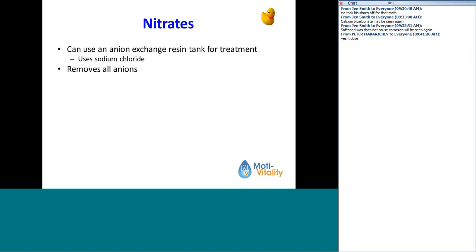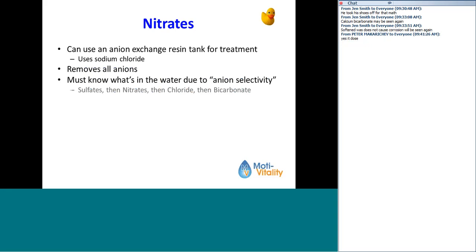The thing is, most of the nitrate resins that are out there remove all the anions, not just the nitrates. So you've got to know what's in the water due to anion selectivity. The nitrate resins that are out there will typically take out sulfates first, then nitrates, then chlorides, then bicarbonates. So if you've got a lot of sulfates in the water, you're going to have a hard time removing the nitrates, because the resin is going to choose to take out the sulfates first. There are nitrate selective resins, but they're way more expensive.